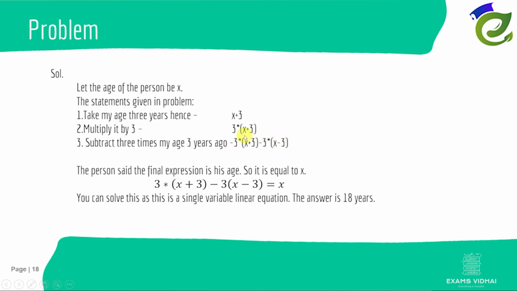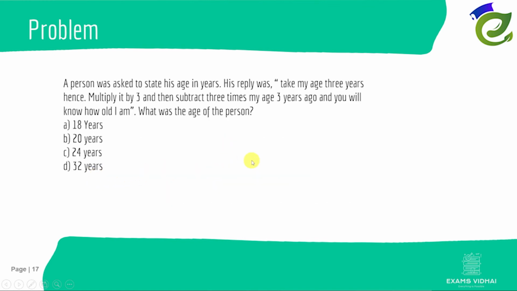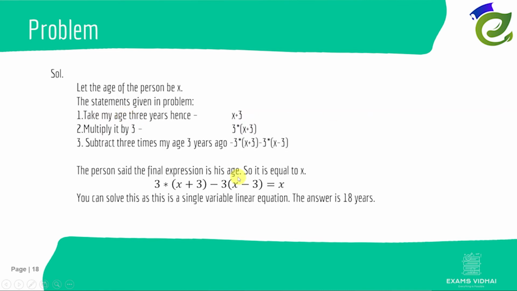So this is the final equation we are getting. And the person said the final expression is his age. You can see that from here and you will find how old I am. So it is equal to x, because what is x? X is the age of the person. So put the value of x.